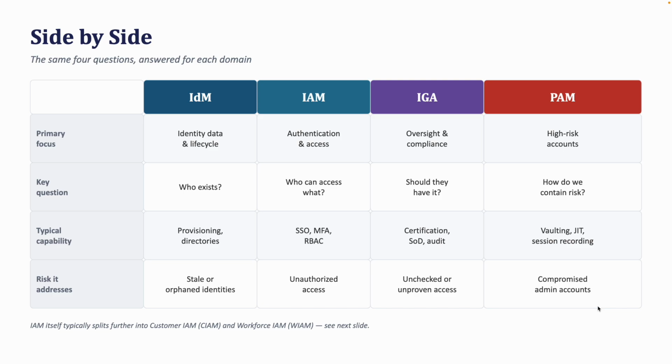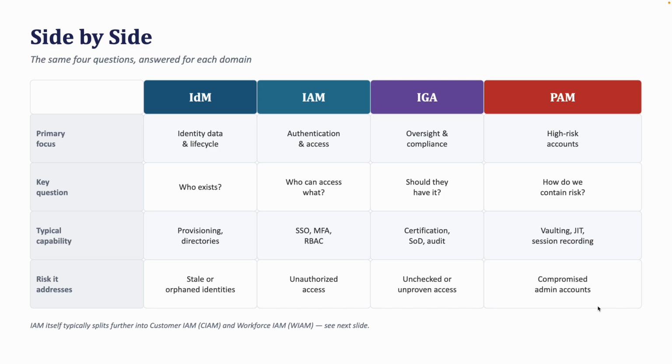Capabilities of IDM include provisioning, deprovisioning, directories, storage, and things like that. IAM capabilities include single sign-on, multi-factor authentication, role-based access control. IGA capabilities include segregation of duty, certification, auditing. PAM capabilities include privilege access management, secure vaulting, just-in-time elevation, and session recording.